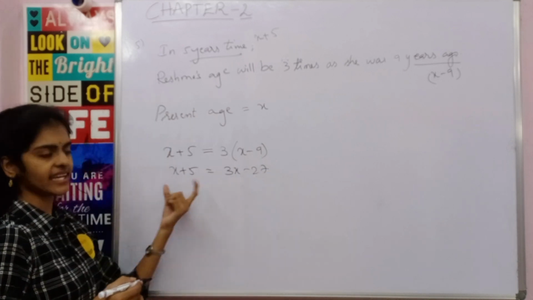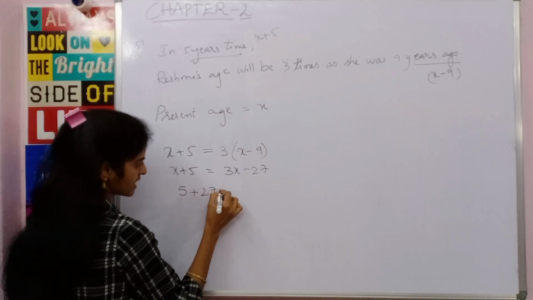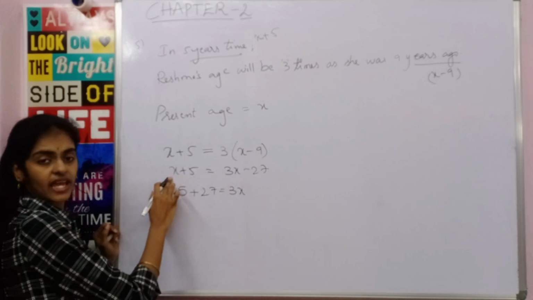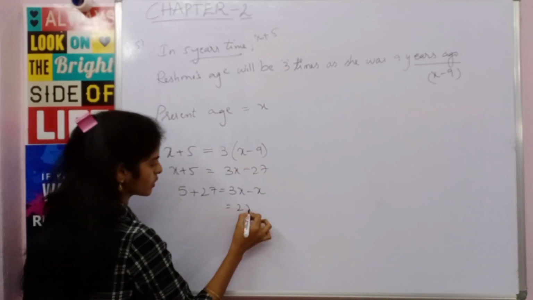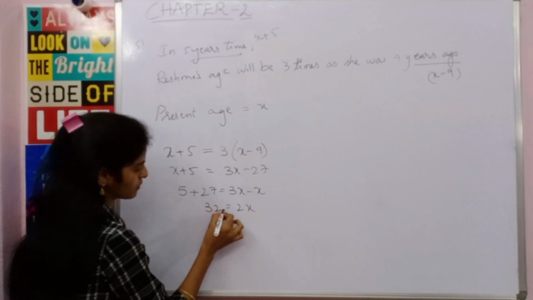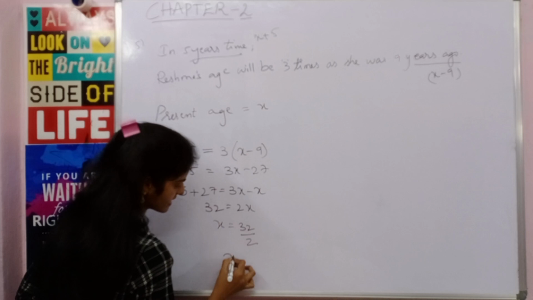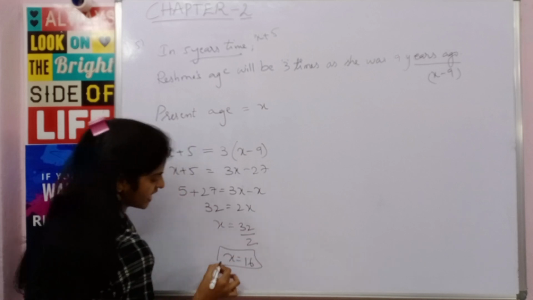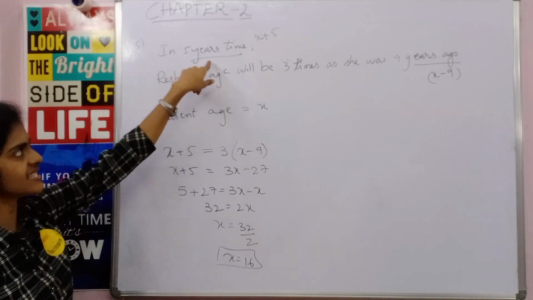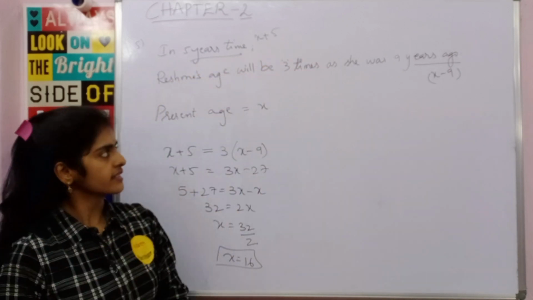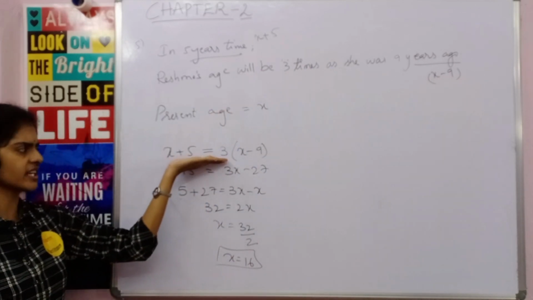Okay, bring all the x terms together. So it is 5, you have minus 27, so it becomes plus 27 equal to 3x. Now x I want to take it to the other side, so it becomes minus x. Okay, so this is nothing but 2x, and this is 32. So what is x? X is nothing but 32 divided by 2, so x is 16. Okay, so Reshma's present age is 16, and after 5 years it will be 16 plus 5, and before 9 years it will be 16 minus 9. Okay, so substitute the conditions and you can check your answer here.